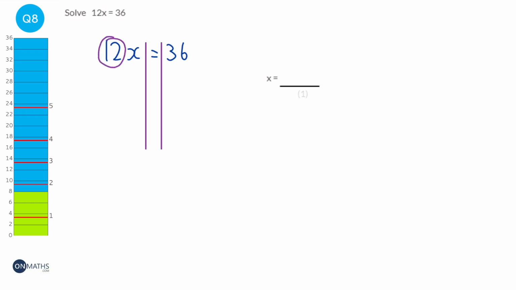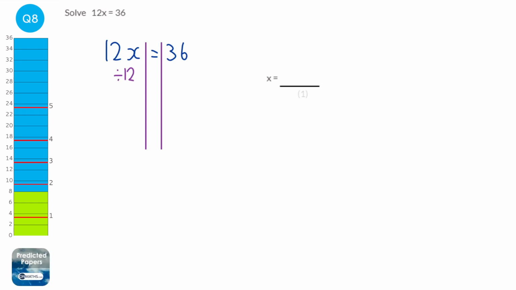We've got this 12 here. Well, what's that 12 doing to the x? Well, it's timesing it by 12. So we need to do the opposite of that to get rid of it. What is the opposite of times 12? Divided by 12. Now these lines show us we've got to do the same to the left and right.